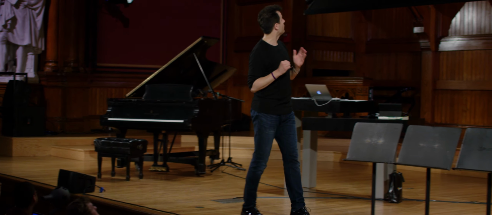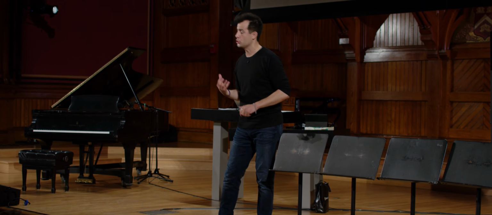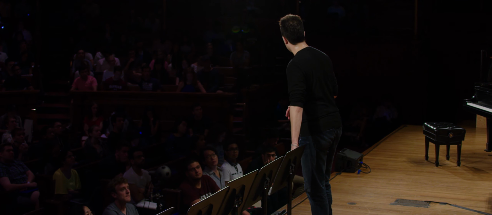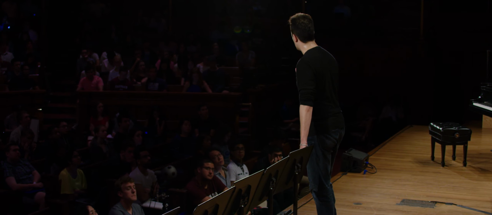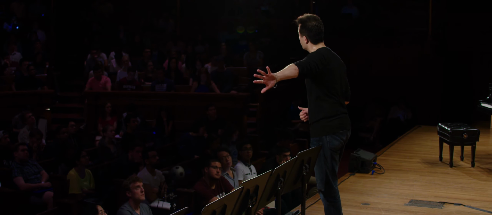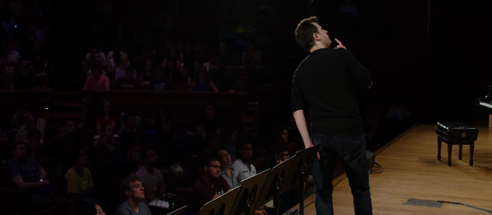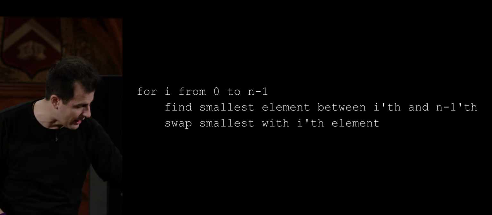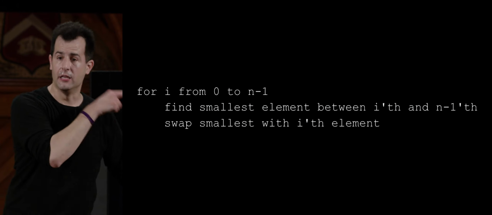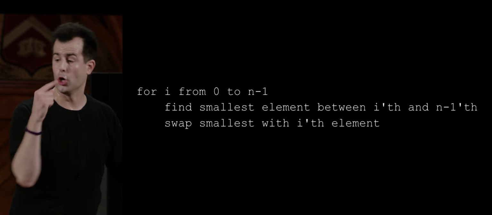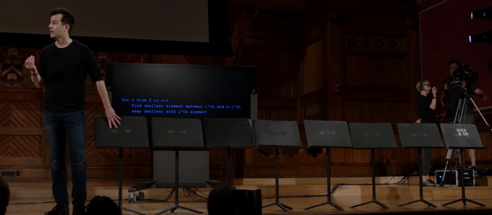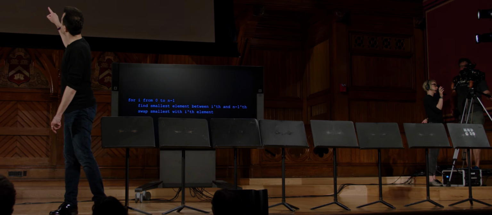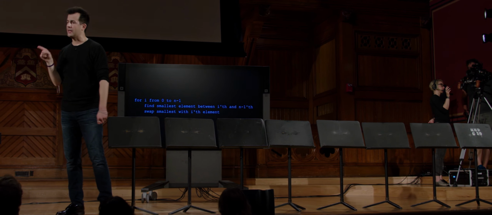So again, for i from 0 to n minus 1, this is just pseudocode for saying start a variable i at location 0. And do this until i equals n minus 1. So do this until you've gone all the way through the list. What is it telling me to do? Find the smallest element between the ith element and the end of the list. n minus 1 never changes. It always refers to the end of the list. So that's why I walk through the list looking for ultimately the number 1. And what did I do with the number 1? Swap the smallest with the ith element.